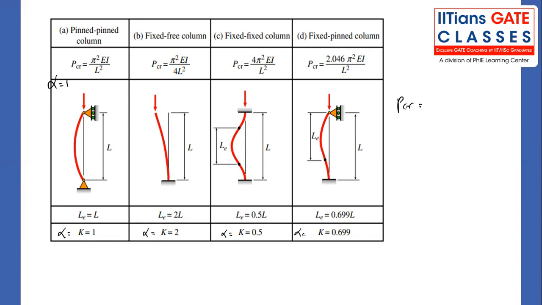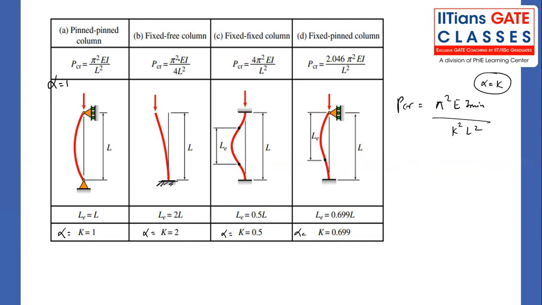So what is the critical load formula? Critical load formula is n square pi square EI minimum divided by K square L square. Alpha is equal to K, right? Earlier, whatever notation we have used, like alpha, you can just take the same notation. K is nothing but 1 for pin.